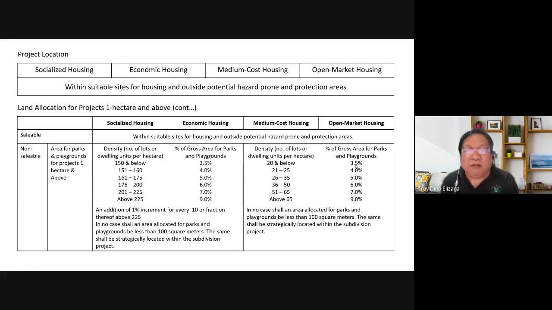But this 3.5% is not the 3.5% of the 30%. It's the 3.5% of the whole lot of the 1 hectare. Just in case, because otherwise it will really be very small. No?